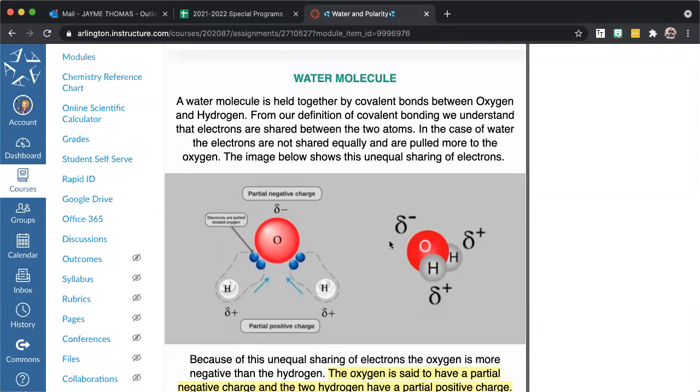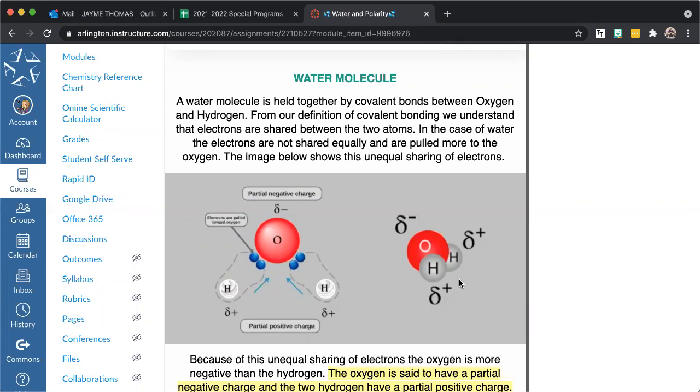So we label the oxygen atom as having a partial negative charge, using this little Greek symbol. This just means it's partial, not a full negative charge. Then each hydrogen atom gets labeled with the same symbol but with a plus sign, to indicate that the side of the molecule where those two hydrogen atoms are is partially positive.